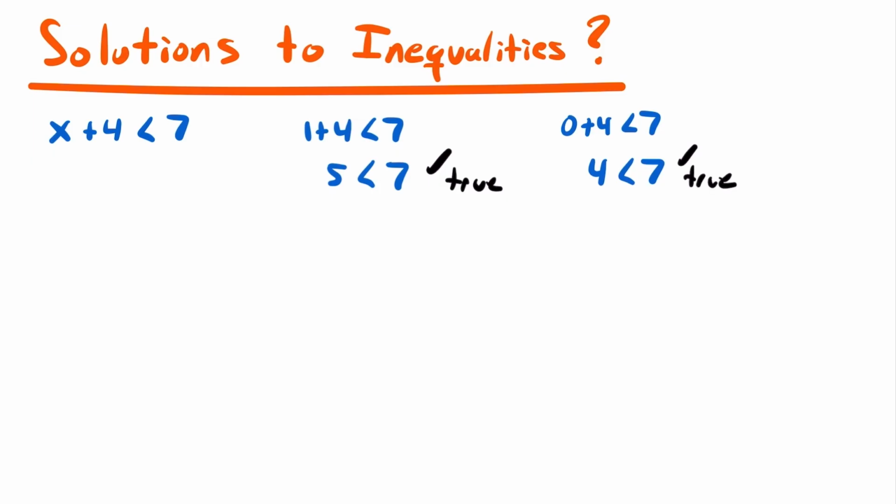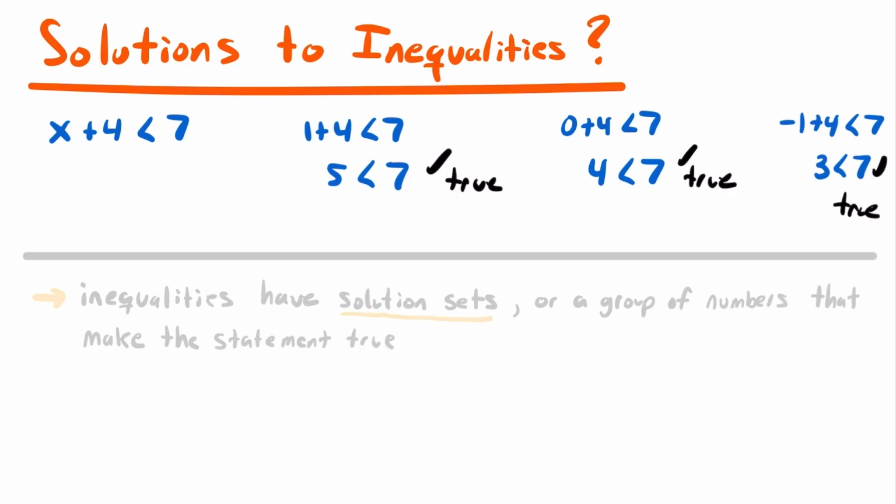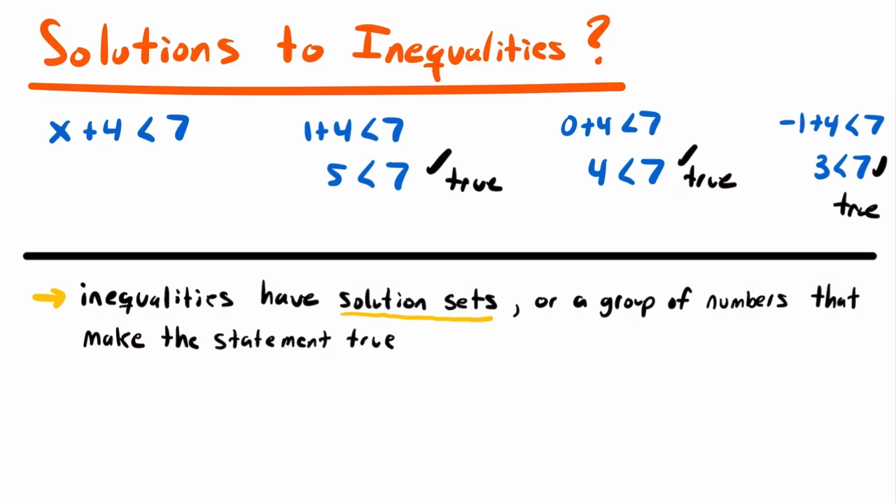Or what if we let x equal negative 1? We would have negative 1 plus 4 less than 7, and negative 1 plus 4 is 3, and 3 is less than 7, and so that is also a true statement. And so clearly, there is not just one single solution to an inequality. Instead, they have what we call a solution set, or a specific group of numbers that make this statement true. And this should make sense because, as you've now seen, there are different values that can be substituted in for x in this inequality and result in a true statement.